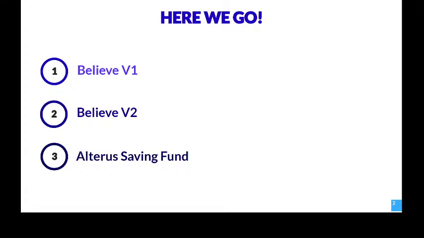Then we will move to Believe V2, in which we try to say what has changed between Believe V1 and Believe V2, what users should expect, and what are the new features that we have added to Believe V2. And we finish our discussions and presentation by talking about our Altruist Saving Fund, which is, we can say, our Believe V2 version for institutions.